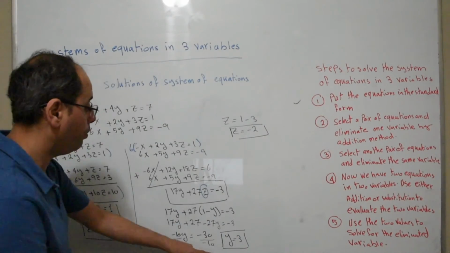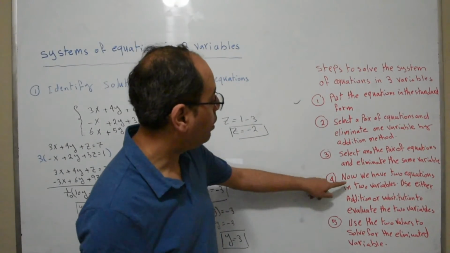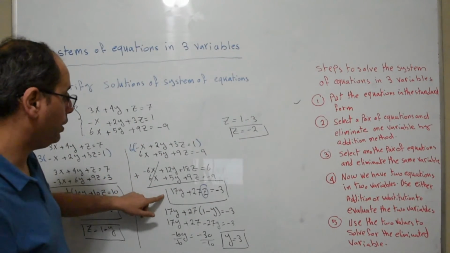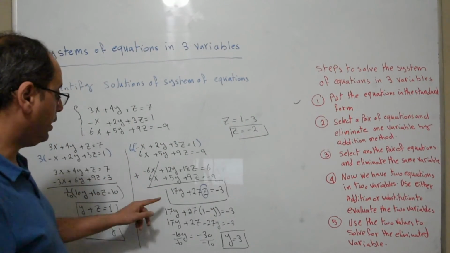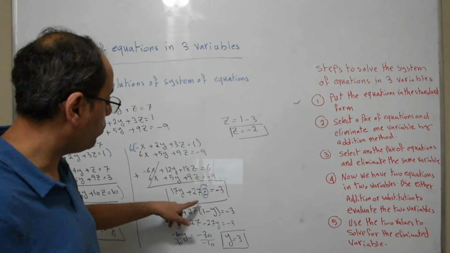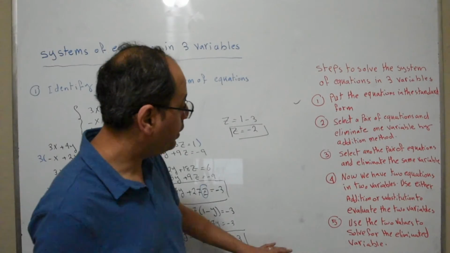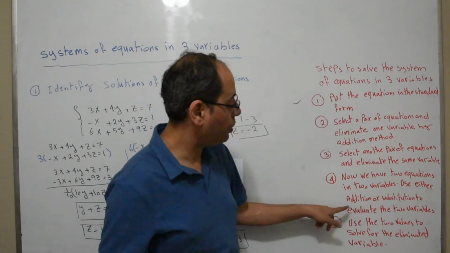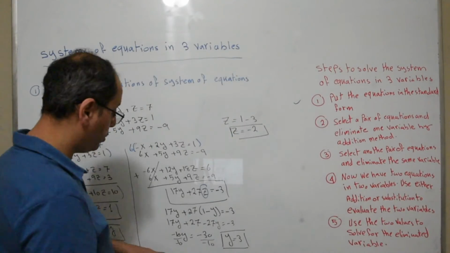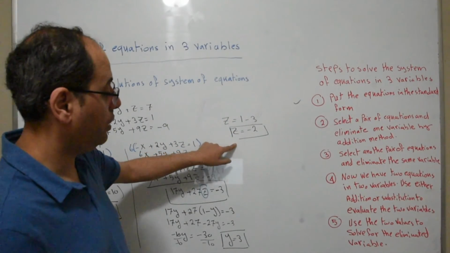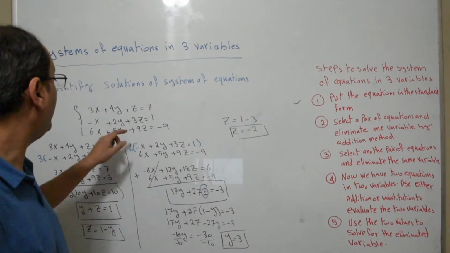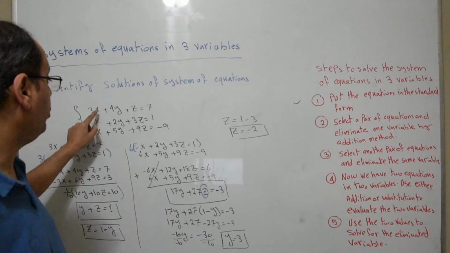So now I solved for y and z. I had two equations in two variables, equations 1 and 2, and I used substitution to solve for z and y. There's a choice to use addition or substitution, and I used substitution here. Now we use the two values, which are 3 and negative 2, in solving for the eliminated variable, which is x.